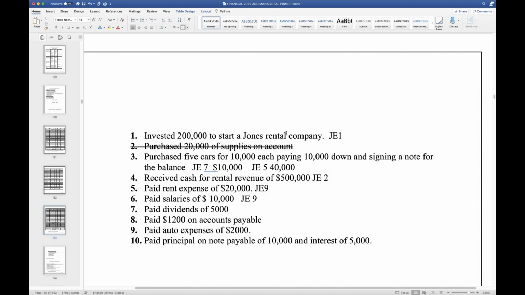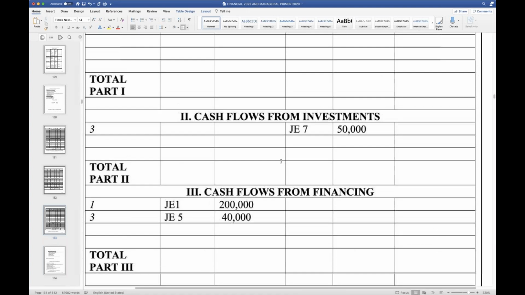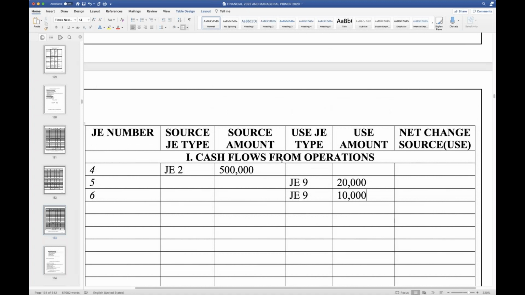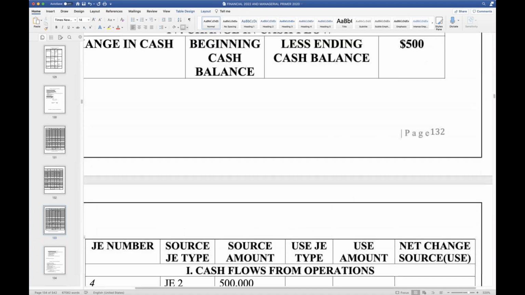Professor, I have a question. If you go back up to where we just filled in the entries for type 9, I want to ask you something from there. How can we figure it out? Like, do we have to go for the source type or for the use, I mean, the journal entry type?